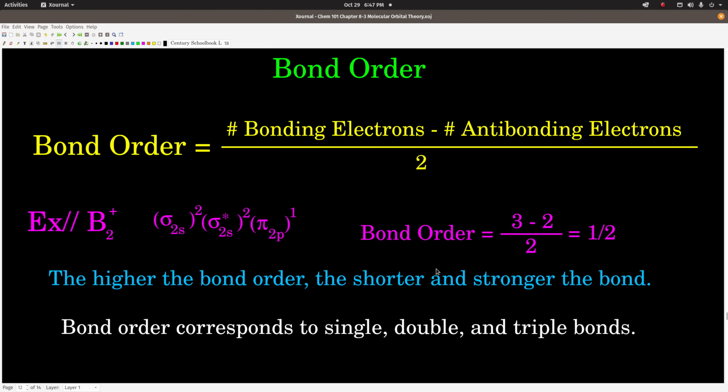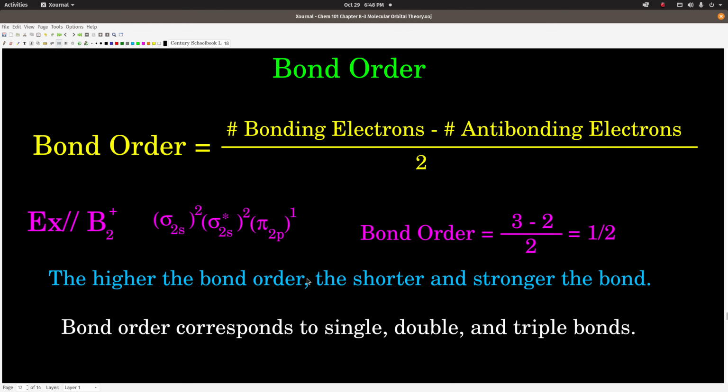Now a couple things about bond order, guys. First, the higher a bond order is, the shorter and stronger that bond is. So we can predict relative strengths of bonds. A bond order of 1 means basically a single bond, a bond order of 2 a double bond, and a bond order of 3 a triple bond. But we can have half bond orders too, like for this example here, a bond order of 1/2. What does that mean? It means that this molecule is predicted to exist, and that the bond is longer and weaker than a single bond, but it's still there.